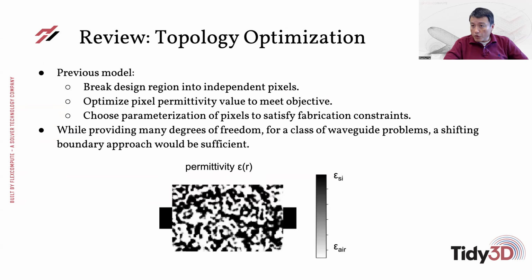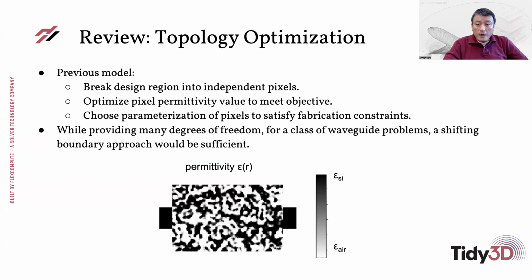And in the previous set of things that we did, we imagine a design region. We break the design region into independent pixels, and then we optimize the permittivity value in each pixel in order to meet certain design objectives. And we went into quite a bit of detail in how to parameterize these permittivity values in order to satisfy fabrication constraints, for example, involving minimum feature sizes and so on, that are important to generate a device that actually can be fabricated.